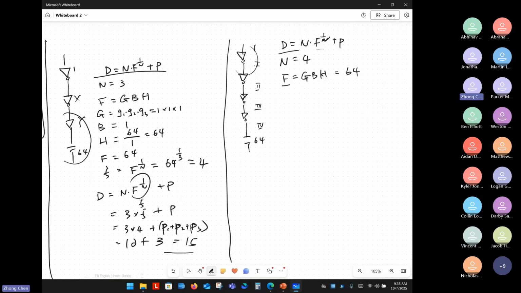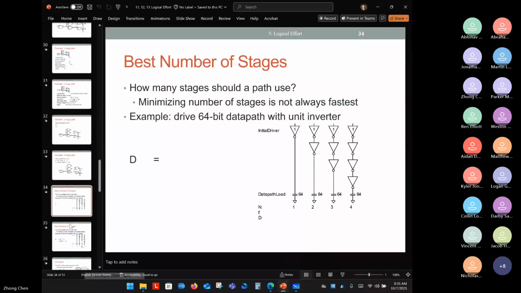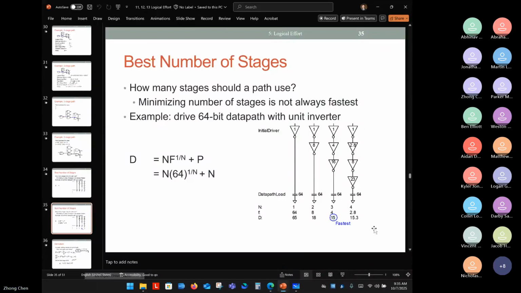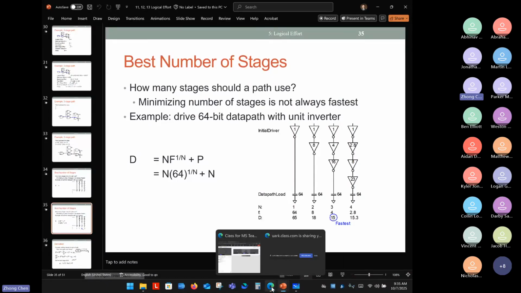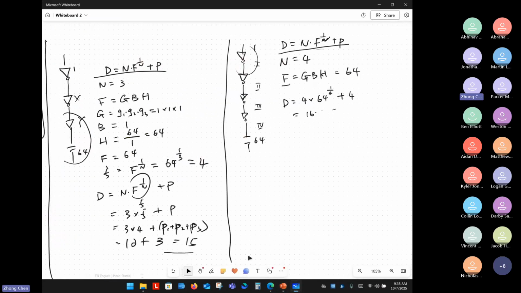If you still use this calculation, D will be 4 times 64 to the power of 1 over 4, plus P, and P will be 4. If you do that, it's going to be a little bit different, 16 point something. If I go back to the slides and check the calculation, oh yeah, 15. Is my 15 correct? Did I do the correct calculation? Let me go back. Yeah, 15.